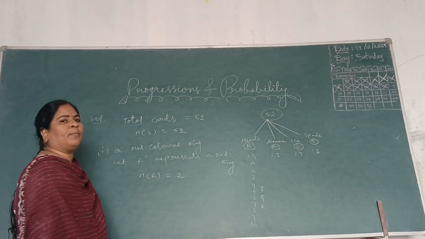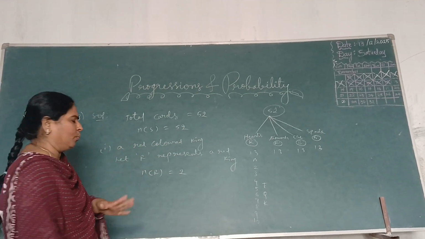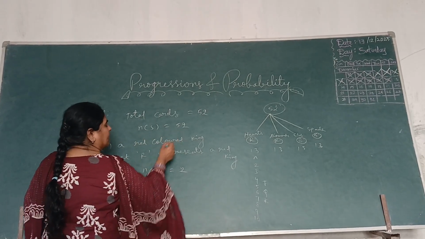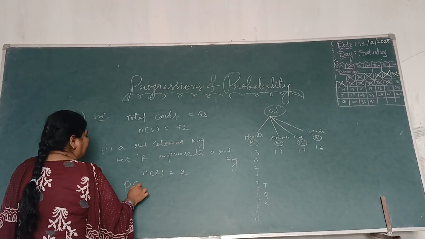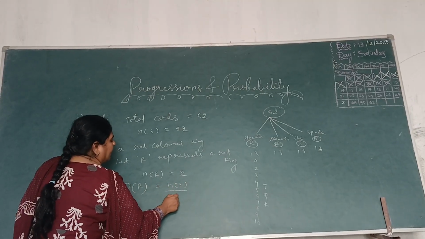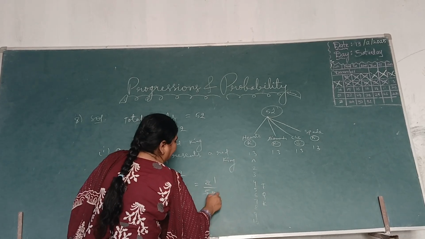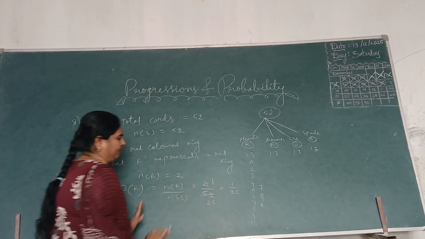The number of favorable outcomes for getting a red colored king is only 2, and n of S, the total number of cards, is 52. So the probability of getting a red colored king is n of R by n of S, which is 2 by 52. Without simplification, few children have written it.